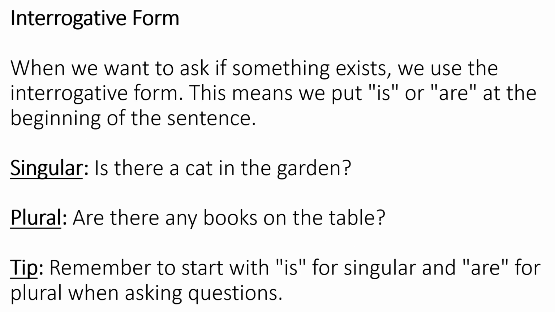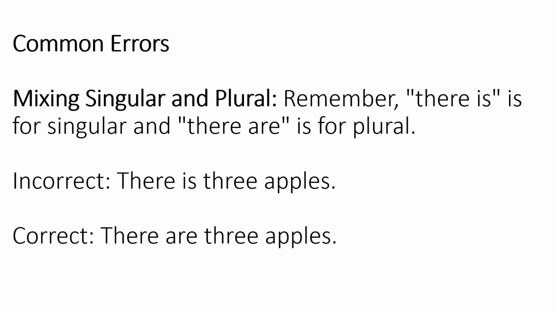Interrogative form. When we want to ask if something exists, we use the interrogative form. This means we put is or are at the beginning of the sentence. Singular: is there a cat in the garden? Plural: are there any books on the table? Tip: remember to start with is for singular and are for plural when asking questions.